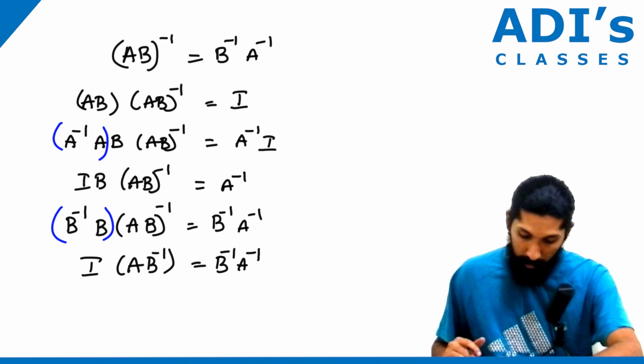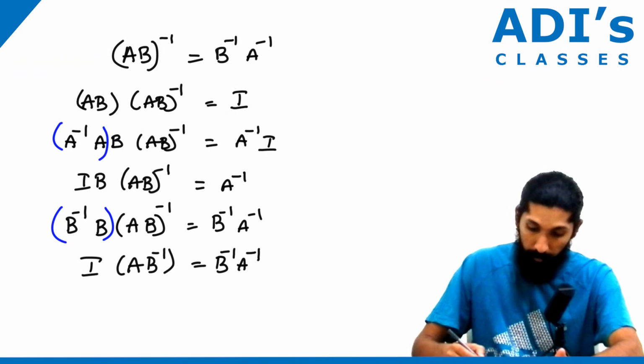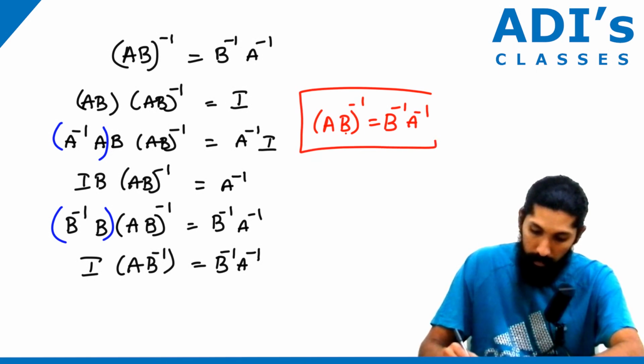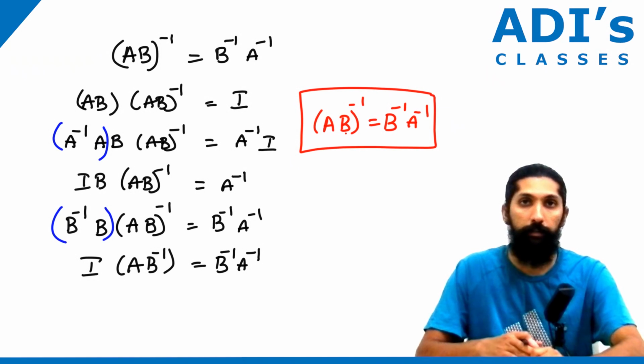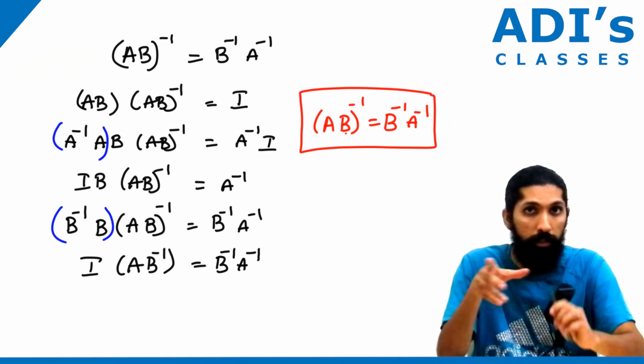Now, what is I into anything? I into anything is the same. So what do you get finally? We get (AB) whole inverse is equal to B inverse into A inverse. This is what we were trying to prove, correct? So remember, (AB) whole inverse is B inverse into A inverse.